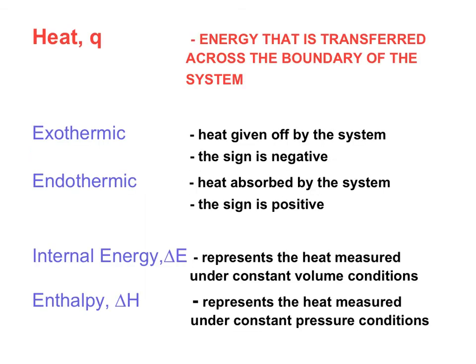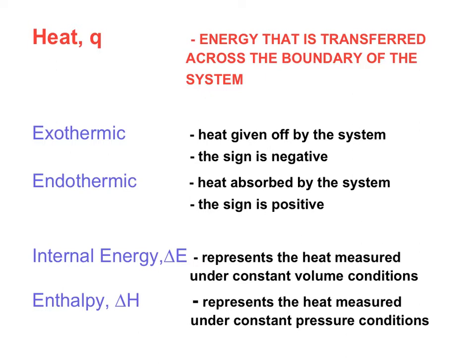Heat, on the other hand, is energy transferred across the boundary of the system. That's a pretty important definition there for thermodynamics. And we use the terms exothermic and endothermic to talk about whether heat's given off by the system or heat is absorbed by the system here. And we can use these two symbols, delta E and delta H, to indicate the heat, and it just depends on the conditions under which the heat was measured.